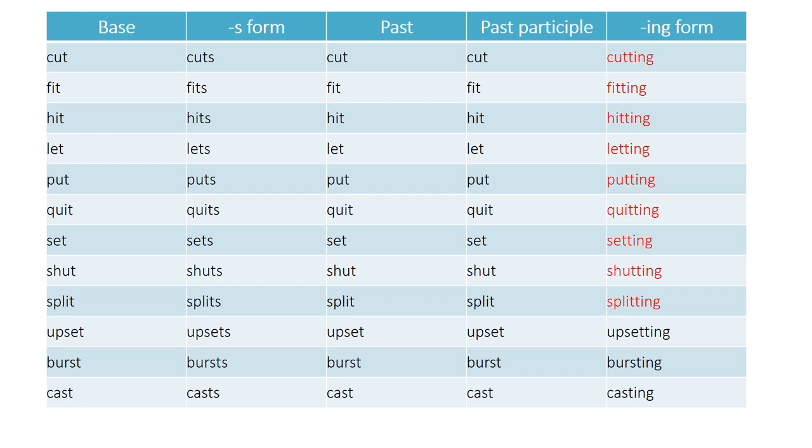Now, you'll also notice something interesting about the ing form for these verbs. You'll notice that most of these end with the letter T, or the T sound. And because of the short vowel in these verbs, the final T is doubled before adding the ing. The only ones that are different are the two at the bottom, burst and cast. We don't need to double the T there because there's already a consonant before the final T.